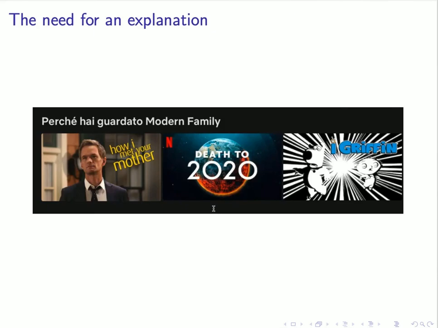I think this is really the point to introduce the need for an explanation from these algorithms. Why is that? Well, I'm sure that you've all used Netflix. I had collected some screenshots during the last weeks, where I was offered an explanation for some suggestions. So we like being explained things in general, right?